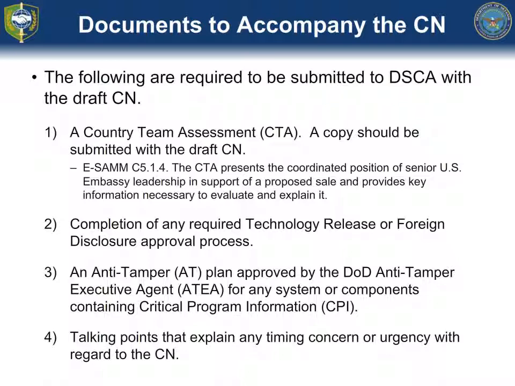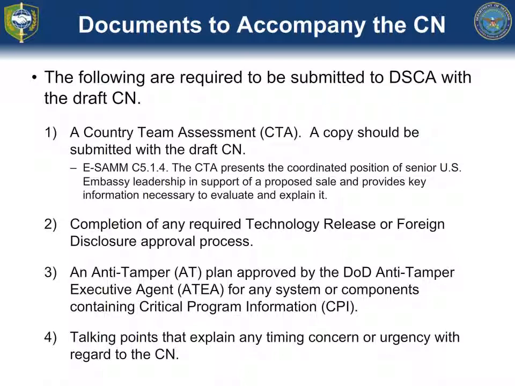C5.1.4 requires a country team assessment, the coordinated position of senior U.S. embassy leadership in support of a proposed sale. It was required for anything that requires a 36B, even if it's a support case that's a follow-on. If it's going to have a 36B, State requires a country team assessment to come with it. And you shouldn't have any problem getting that from the embassy. The embassy is generally going to be in favor of any sale to the country. So as much detail as they provide is useful in providing State the information it needs to justify a sale to the Undersecretary and on the Hill.